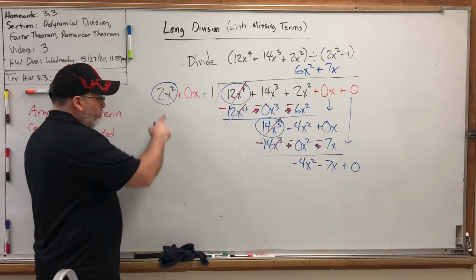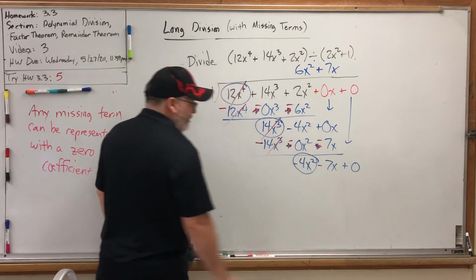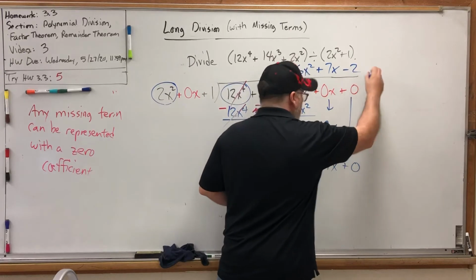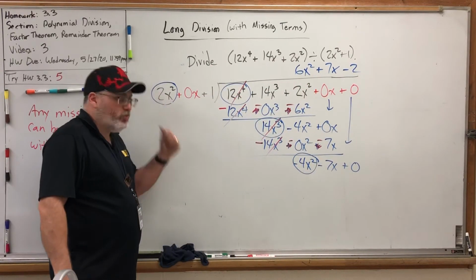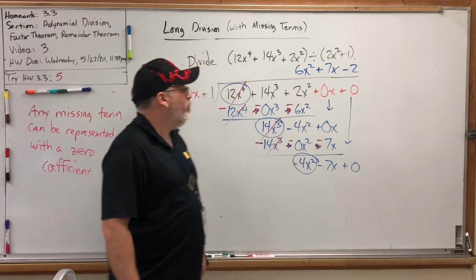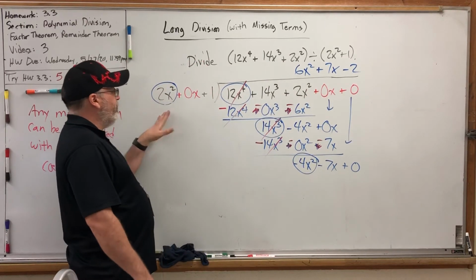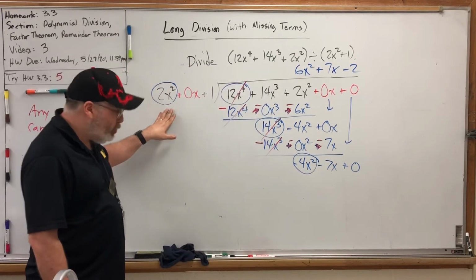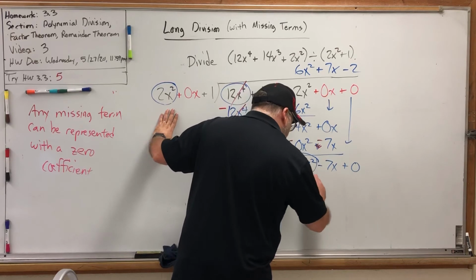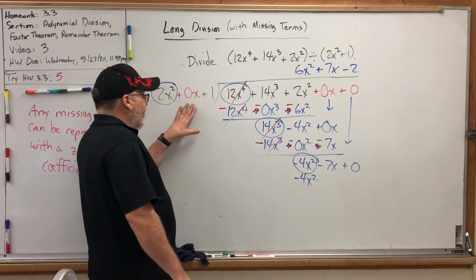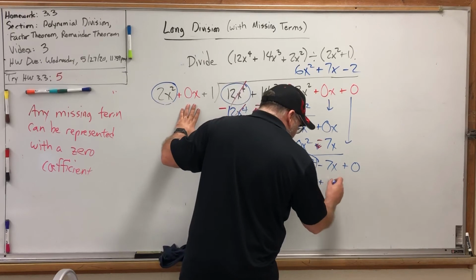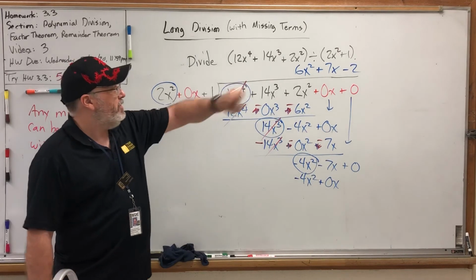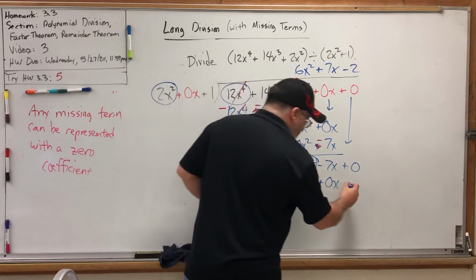Here we go. How many times does 2x squared go into negative 4x squared? Well, negative 4 divided by 2 is negative 2. X squared divided by x squared, the x's would cancel. Last term of the quotient is negative 2. Negative 2 times all this. Negative 2 times 2x squared is negative 4x squared. Negative 2 times 0x is still positive or negative 0x, but it's 0. It really doesn't matter as long as it stays 0. Negative 2 times positive 1 is negative 2.